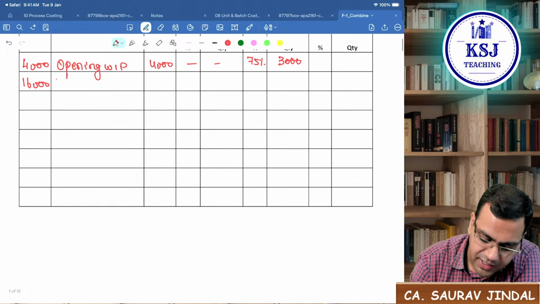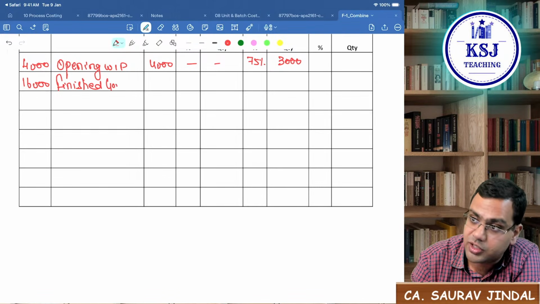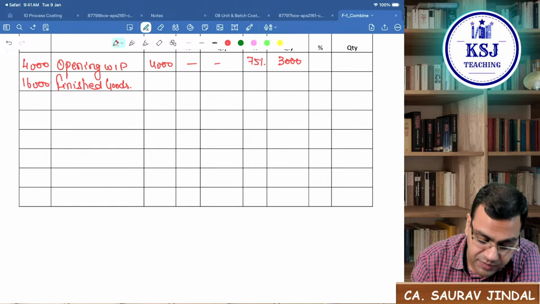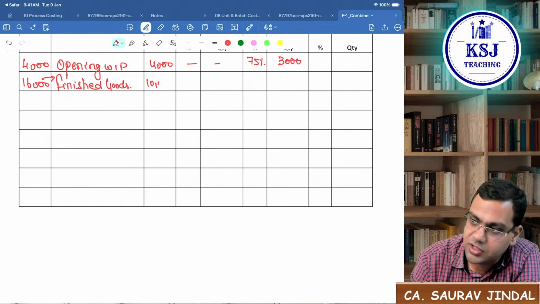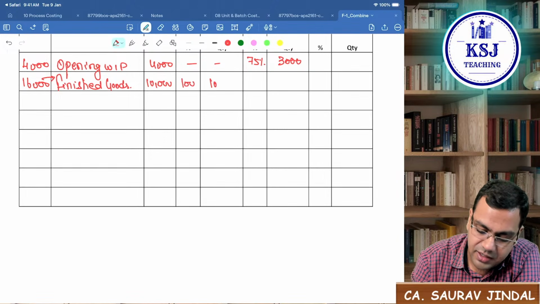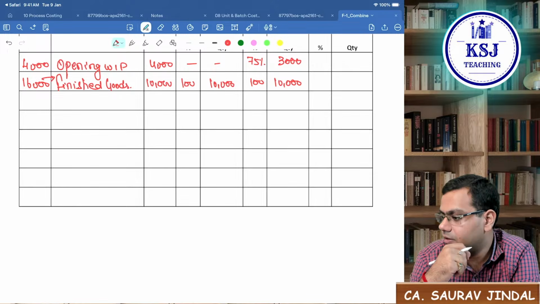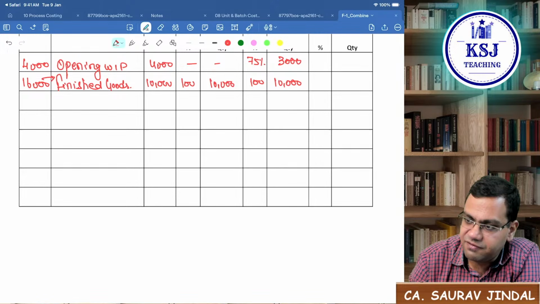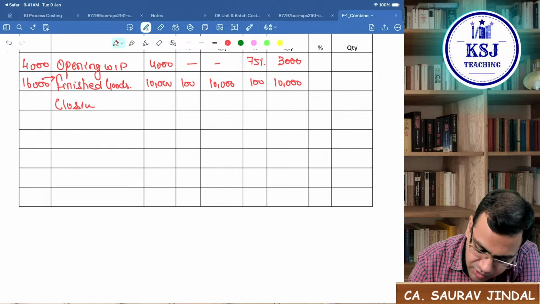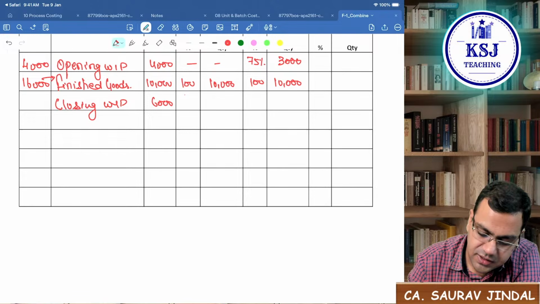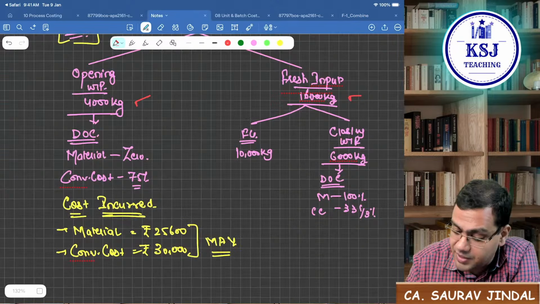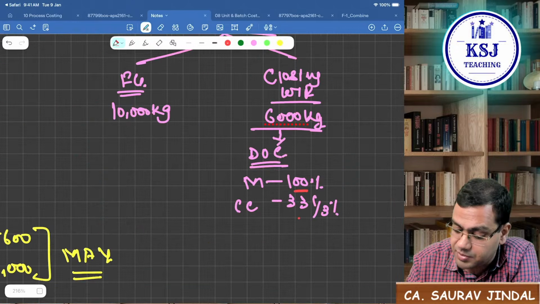Okay. Opening WIP done. Then finished goods. How many units have you converted into finished goods from the fresh input? From this 16,000, that is 10,000 units. Degree of completion will be 100% and 10,000. Then after that, you have a closing WIP of 6,000 units. The degree of completion is given to you: 100% for material and 33 1/3% for conversion.